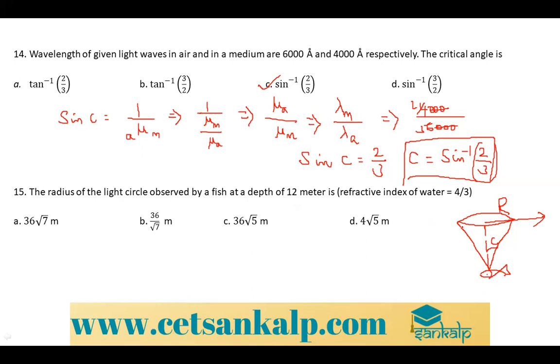So the radius of the light circle absorbed by the fish at the bottom of 12 meter, it's 12 meter, refractive index is 4 by 3. So you have the formula sine C is equal to 1 divided by 4 by 3. It's nothing but 3 by 4, that is your sine C.